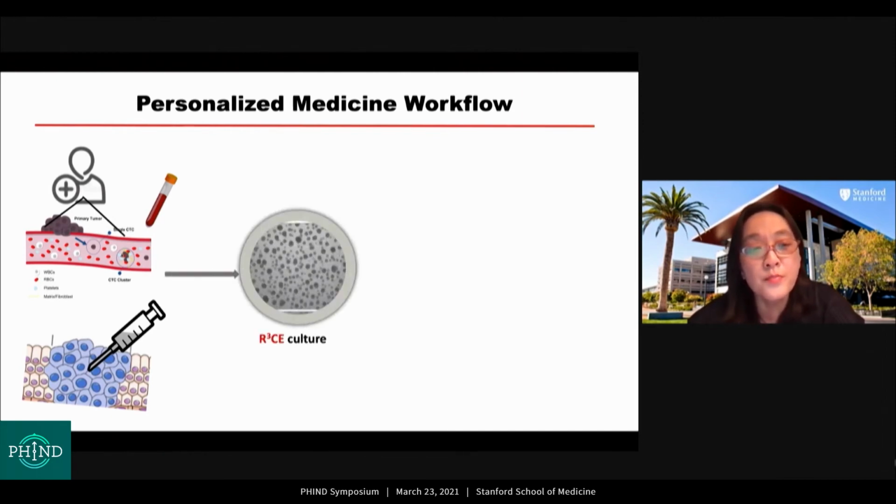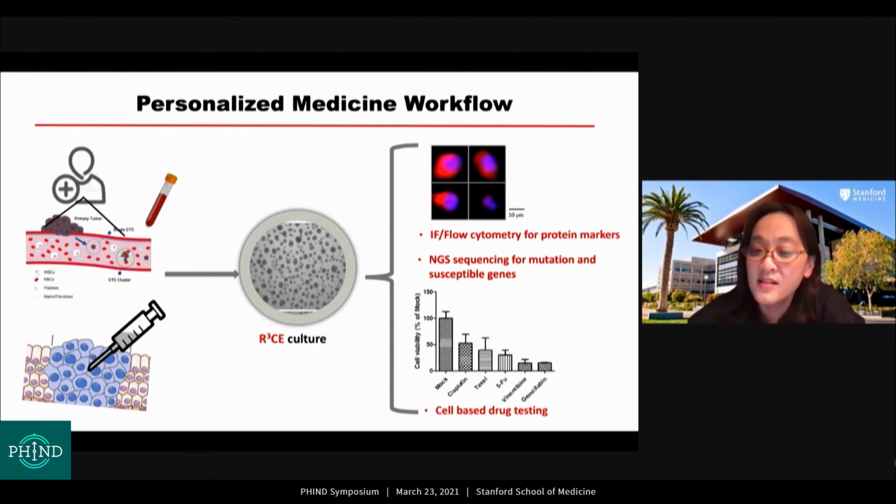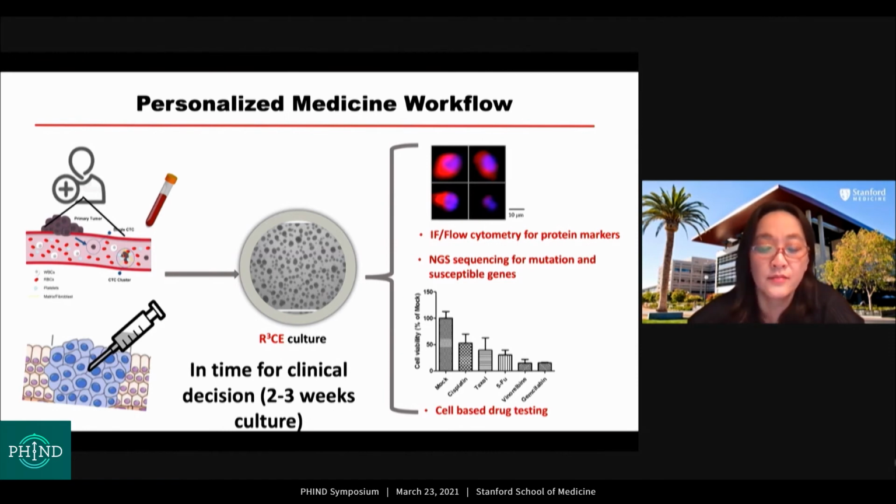Okay, so our approach is that once you have this specimen, maybe the cells are really low abundance, but we can first expand it in an RCE culture. After that, multi-omic analysis, including immunostaining, or NGS sequencing, or last but not least, direct cell testing on drugs can be achieved. And of course, if we want to make it clinically relevant, we want to make sure that everything has to be done within a month.